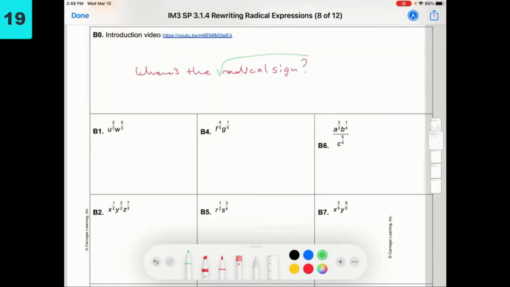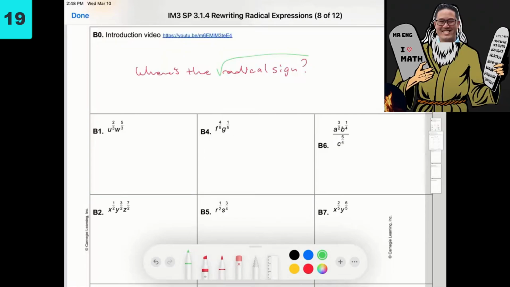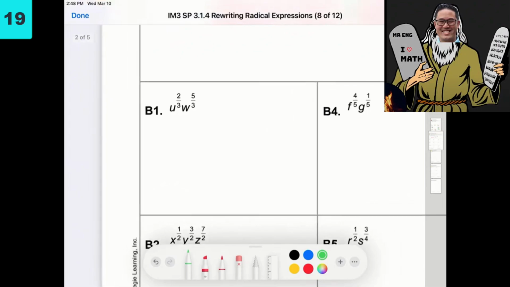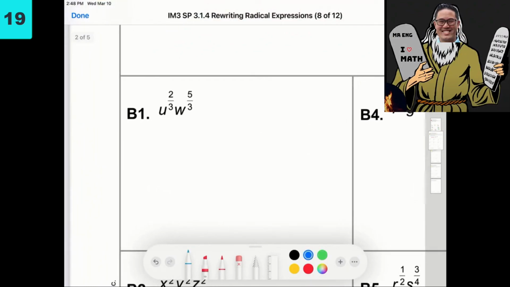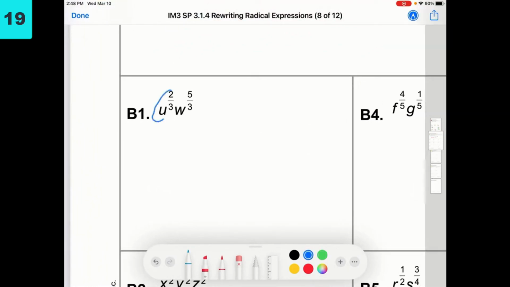Hey guys, let's go over the B problem set. And remember, the question from the intro video is, where's the radical sign? Well, I gotta make it a radical sign, so I have u to the 2nd power, and the 3 here tells me that's the index. Now the good thing is that this one already has an index of 3, so that would be just w to the 5th power here. And this would be my answer for B1.